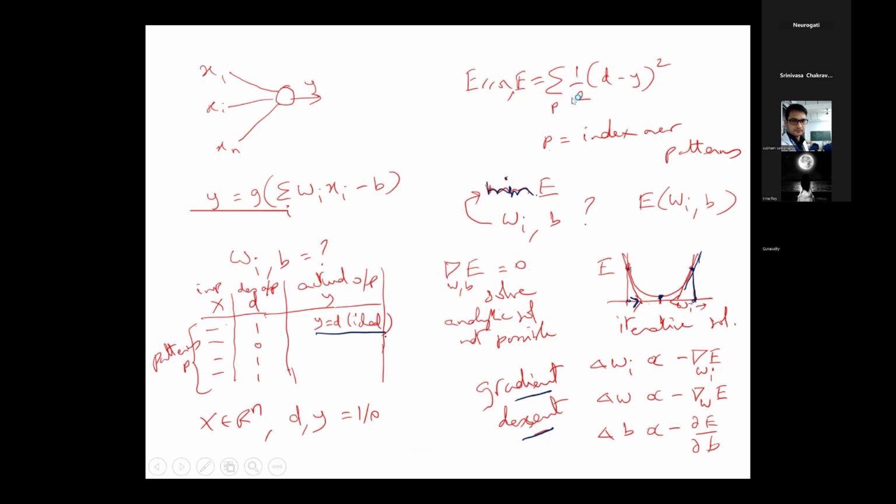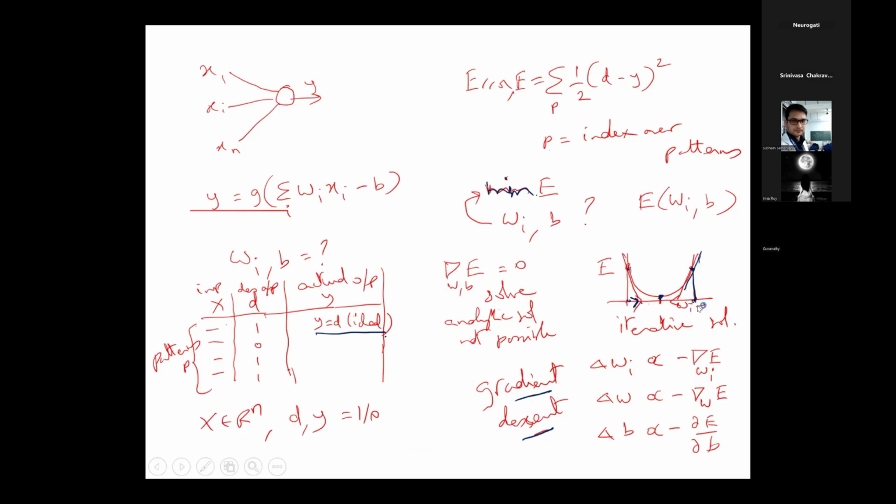So how do you minimize the error? One way is simply to differentiate E, that is, take dou E by dou W with respect to all the weights, set it to 0 and solve analytically. But that may not be possible if E is a very complicated function of W and B. So what people do is a numerical solution, done iteratively. Since it's a quadratic function, think of E as looking like a bowl, like what is shown here.